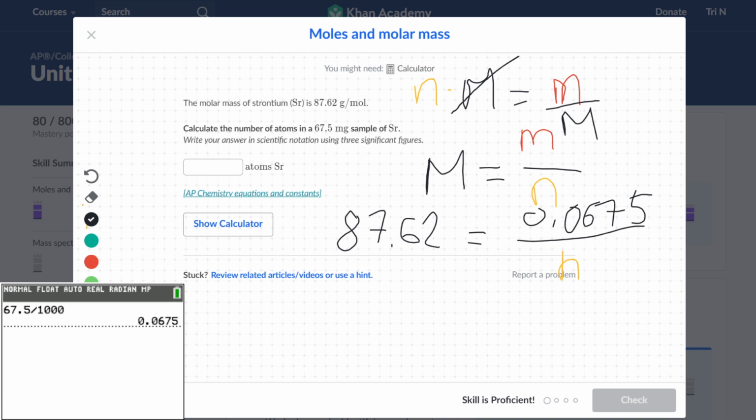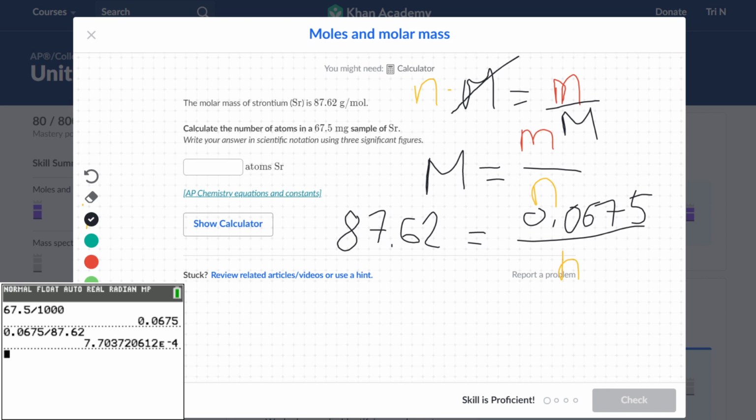So let's do that. In this case, for the moles of a 67.5 milligrams sample of strontium, we're going to take the mass and divide by the molar mass. So we have the mass of 0.0675 divided by 87.62. If we do that, that should give us around 7.7 times 10 to the power of negative 4.